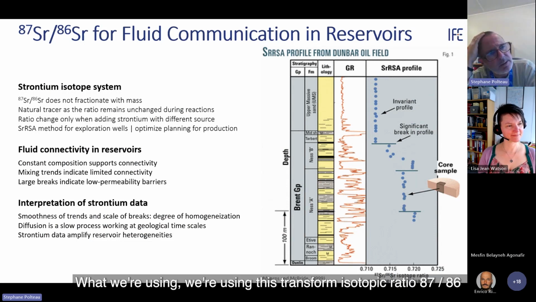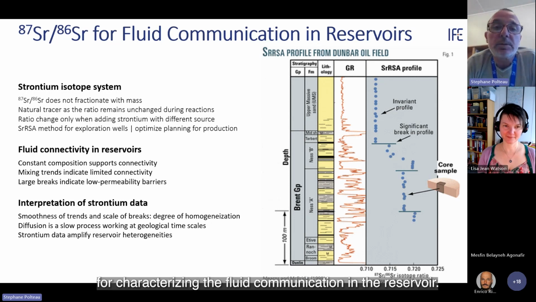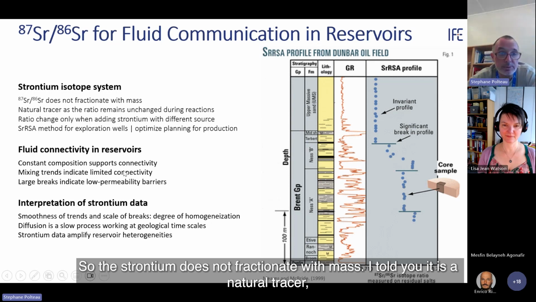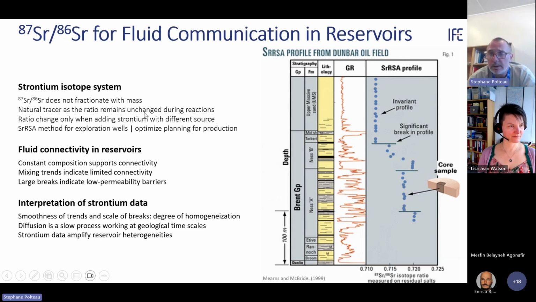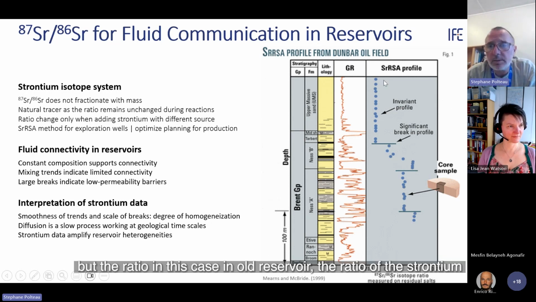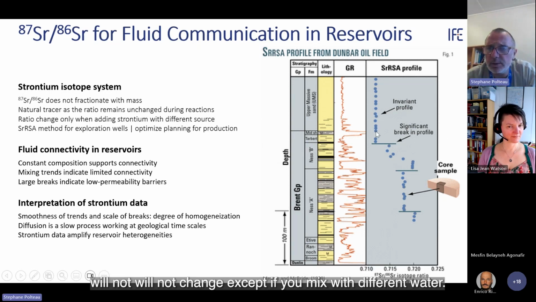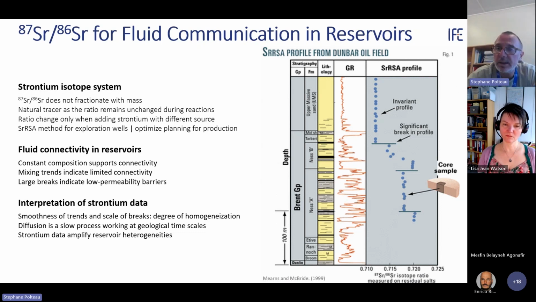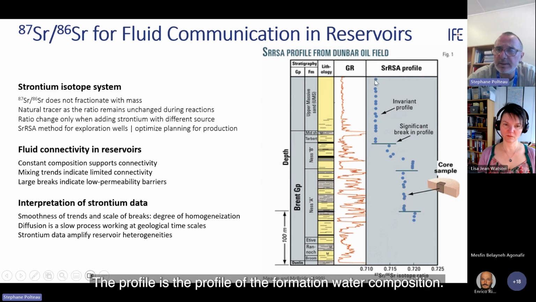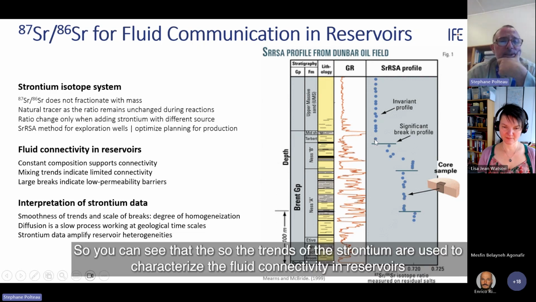We're using the strontium isotopic ratio 87/86 for characterizing the fluid communication in the reservoir. So the strontium does not fractionate with mass. I told you it is a natural tracer. But in this case, in an oil reservoir, the ratio of the strontium will not change except if you mix with different water. And here is the profile of the formation water composition.